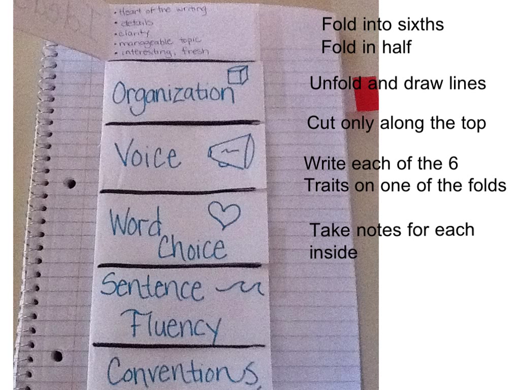I wrote each of the 6 traits on one of the folds, and then I cut only on the top fold, and you can see the top one is flipped up, and I've written the definition of ideas underneath the word ideas, so you always have that definition there. You'll get the definitions from the website that's linked on the wiki.